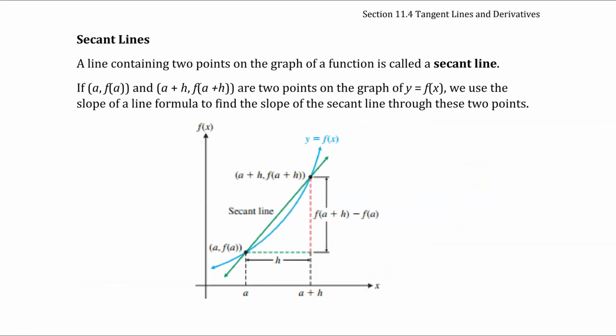Now let's take a look at this illustration here. Suppose one point is at x equals a. The point that corresponds to that will be the point (a, f(a)). And if the other point is h distance away from a, that next point will have an x value of a plus h. And that will correspond to this point here, which has the ordered pair (a plus h, f(a plus h)). Now, if you connect these 2 points here, you have a secant line.